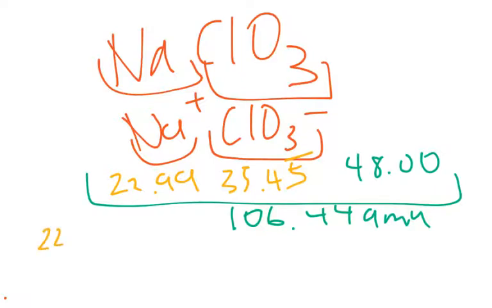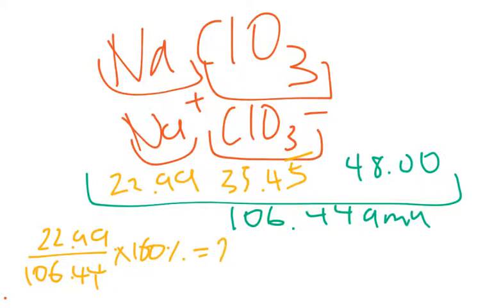So let's now find the mass percentages. So 22.99 over 106.44 times 100% is equal to approximately 21.60% sodium. Now let's do it for chlorine.